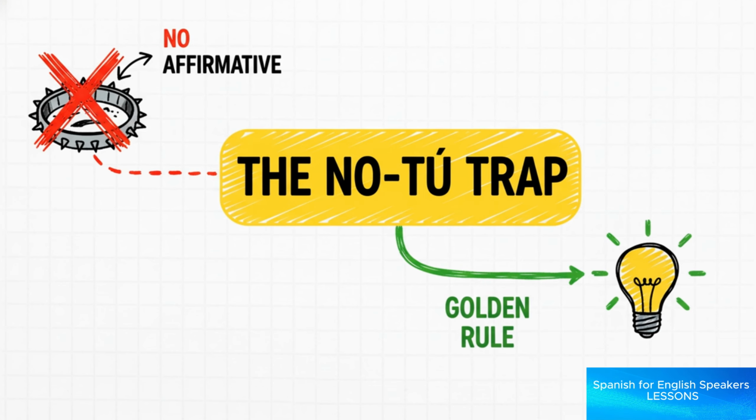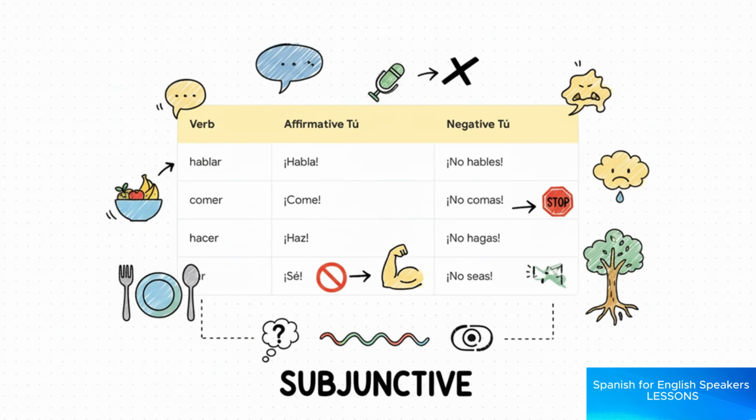Here's what you really have to remember. The negative tú command is not the same as the positive one. This is the number one mistake people make. You can't just take the command for speak, which is habla, and slap a no in front. It doesn't work that way. You've got to use our golden rule. Just look at this comparison. It makes it super clear.